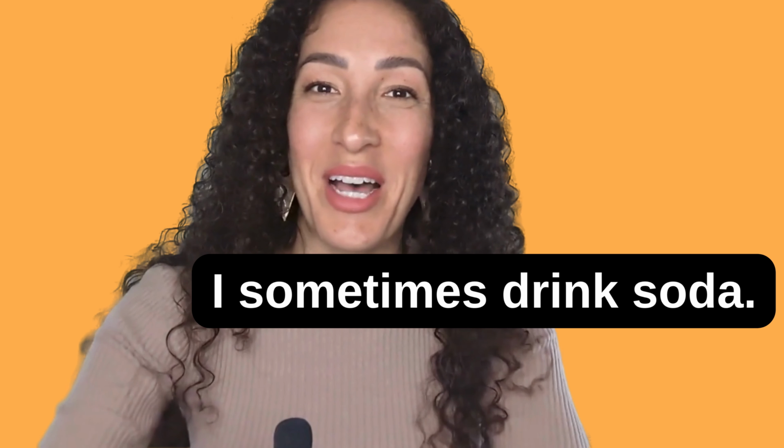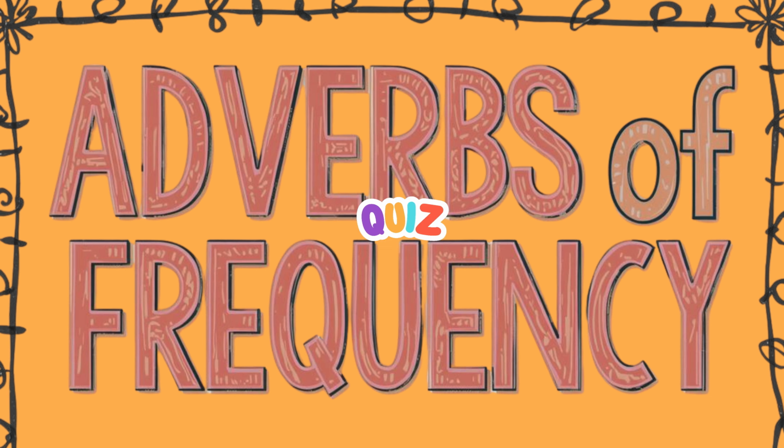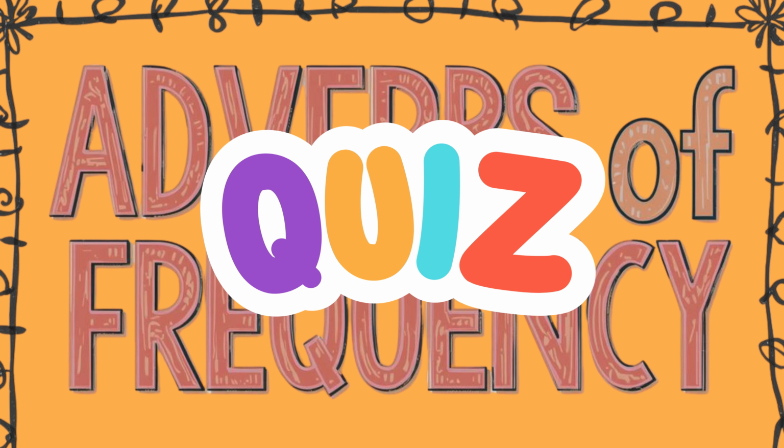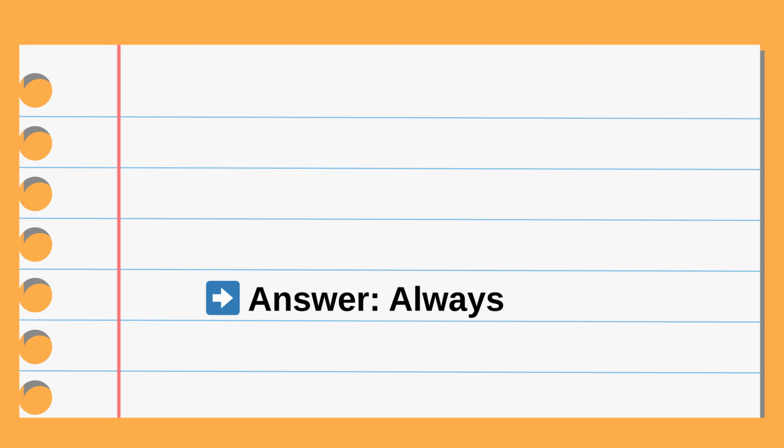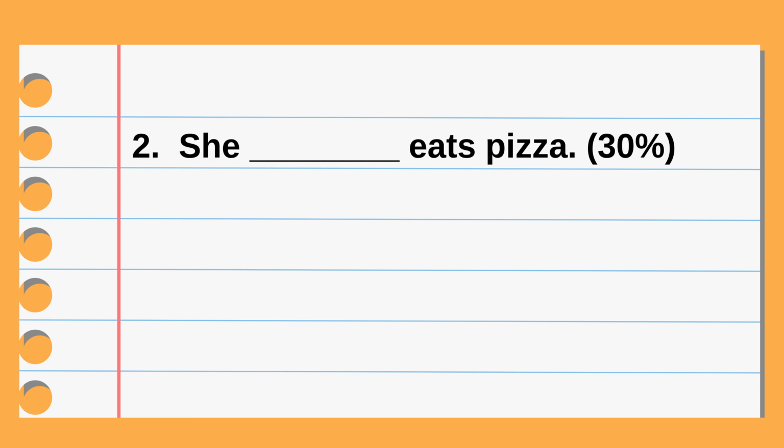Very good. Great job. All right, it's time for a quick quiz. I'll say a sentence with a blank and you choose the correct adverb. Don't forget to pay attention to the percentages at the end of the sentence. Number 1, I drink water. Always. Good job.